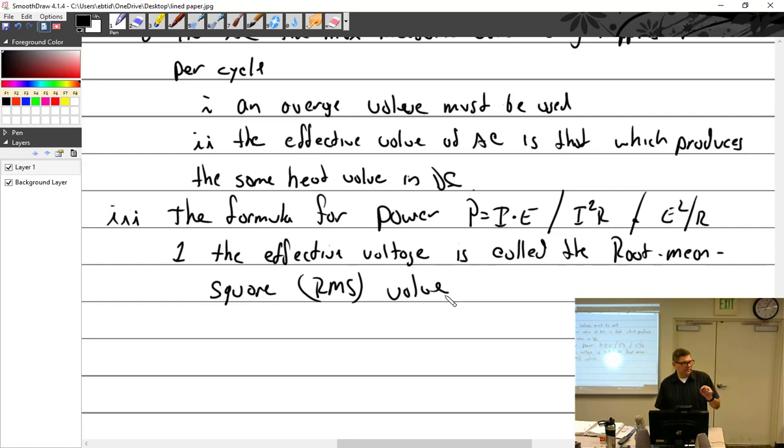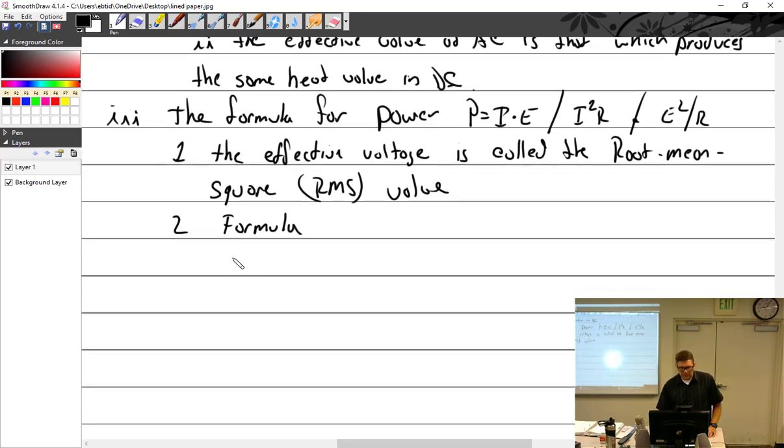And of course, we're not going to thankfully have to measure all of those and then figure it out. They tell us a formula. So the formulas are easy. So you guys know this, don't be freaking out on me. E effective is equal to 0.707 times E max.